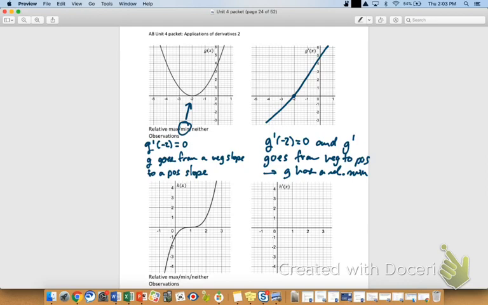Okay, and then the last one here. Would you guys say that this graph of H demonstrates a relative min, max, or neither? Neither. Okay, I agree. If you haven't already, take a look and sketch what you think H prime would look like. We can think about the behavior of H prime connected with the graph of H.